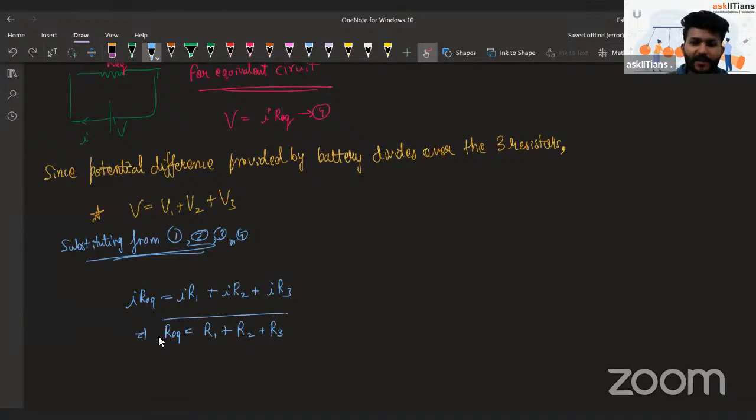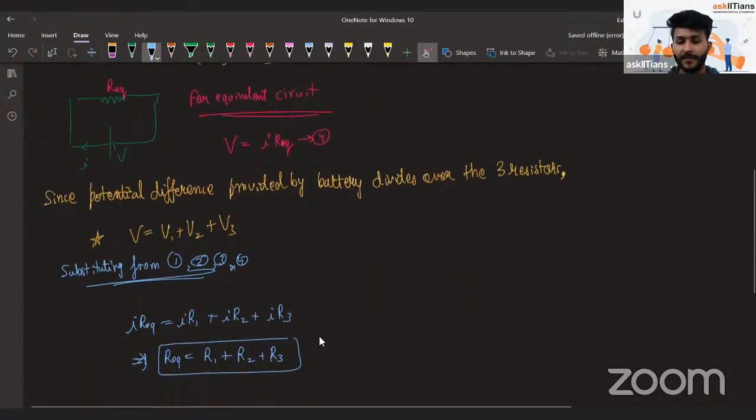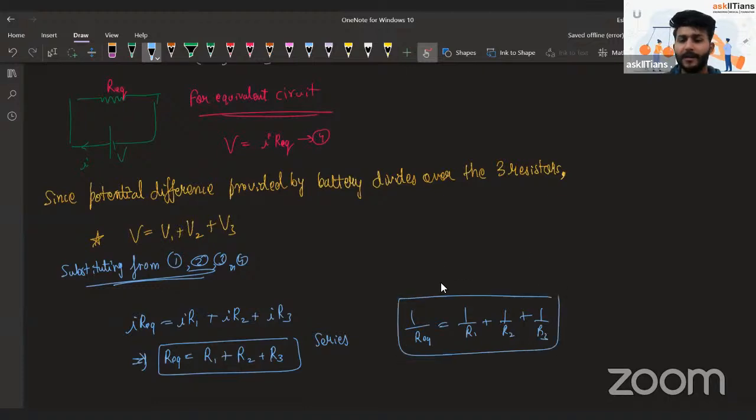Don't take it lightly that you have done it for series, so you'll be able to manage parallel. No, you might just get confused at that time. At least in rough, try to solve this and get that relation. This is for series. For parallel, you guys know 1 upon R equivalent is 1 by R1 plus 1 by R2 plus 1 by R3. This is for parallel combination.